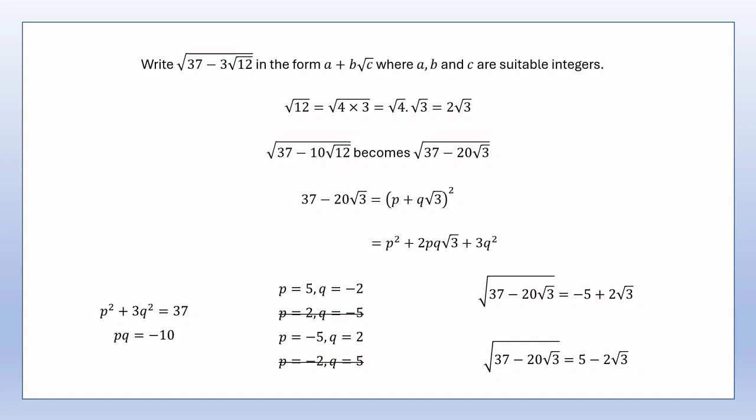But which one should we choose? The answer to that is that we need to think what the main square root symbol represents. Here it represents the positive square root. That is, the answer that we get, a plus b root 3, needs to be a positive number. Well, of the two possibilities, minus 5 plus 2 root 3 or 5 minus 2 root 3, only one is positive, and it's 5 minus 2 root 3. So therefore, the square root of 37 minus 20 root 3 is equal to 5 minus 2 root 3.